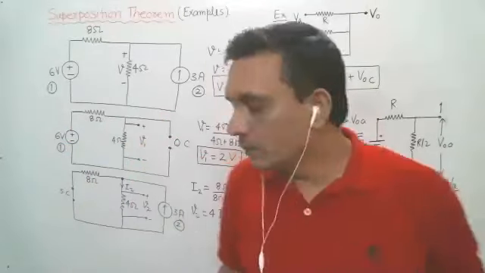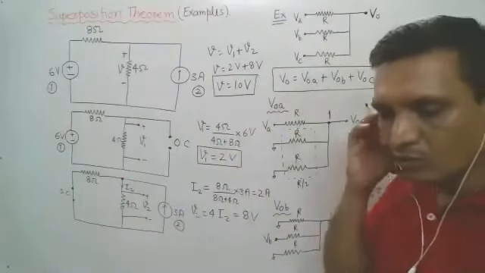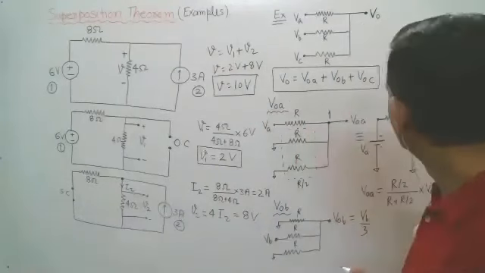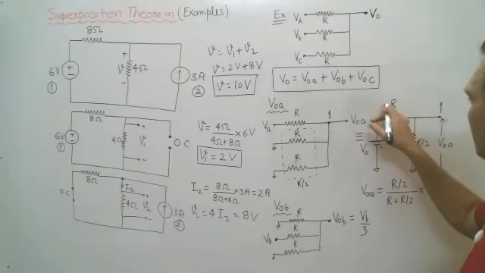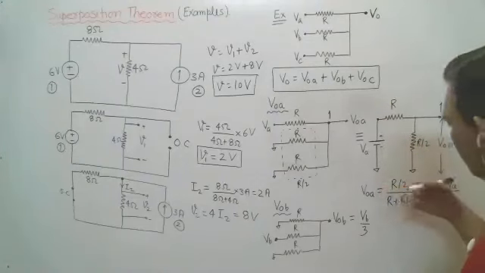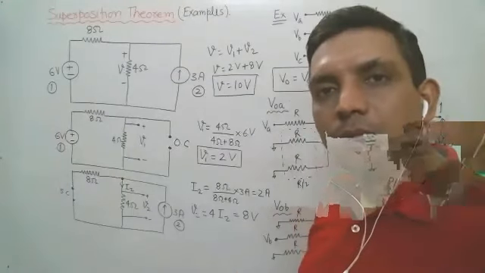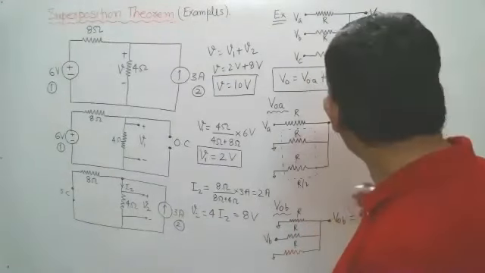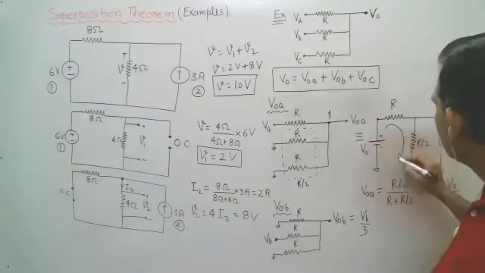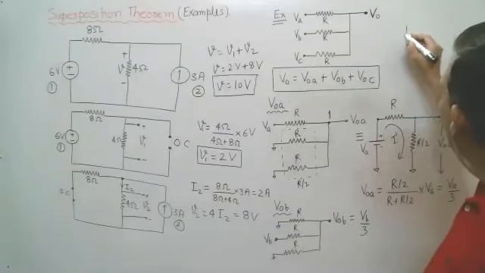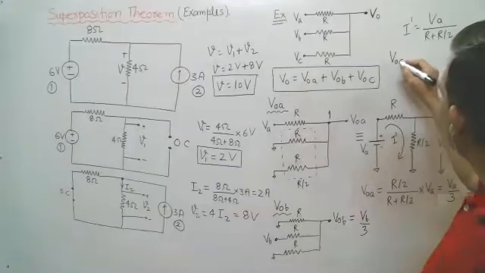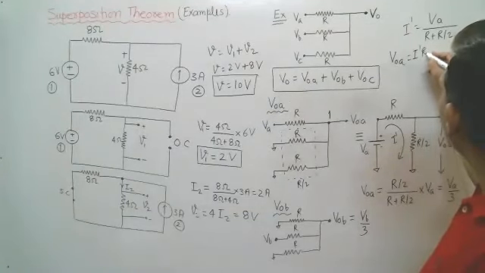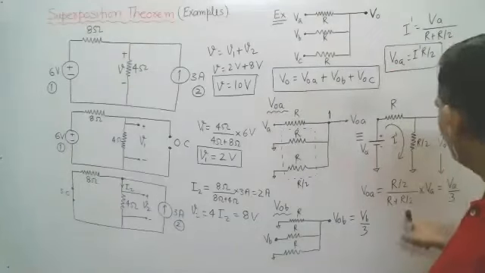And sir, is that V0A R by 2 upon R plus R by 2? Voltage division rule. If you have two resistors that are in series, you can easily apply voltage division. If you don't want to apply voltage division, first find this current. Assume this current is I dash. So I dash will be VA by R plus R by 2. Then what will be V0A? I dash into R by 2. Same value, you can see.